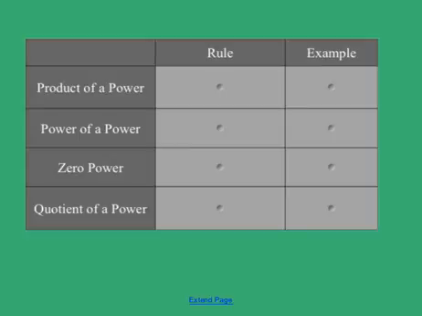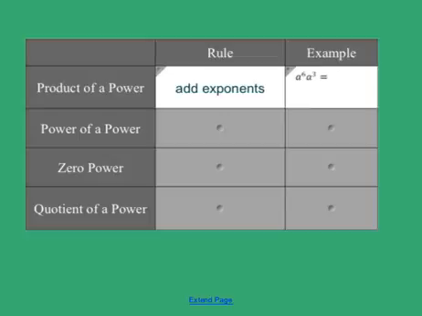So, product of a power. You've got to remember product of a power: you need to add exponents. That means when you're multiplying, you're going to get this. So a to the 6, a to the 3. You're multiplying two powers together, so I'm going to get 6 plus 3, which is a to the 9th.